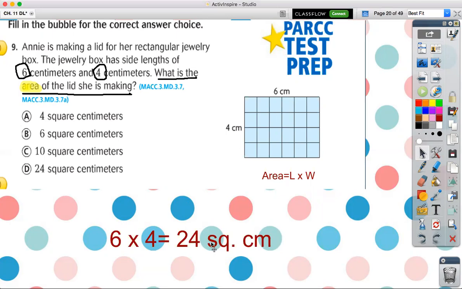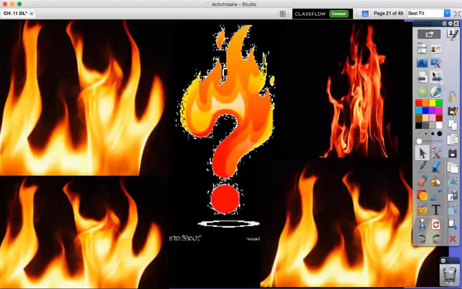Now, remember, in multiplication, I can switch my factors around. My factors are 6 and 4, and I'll still get the same product. I'll still get 24. And look at this part, square centimeters. We always use square centimeters or square feet, square inches when we're talking about area.